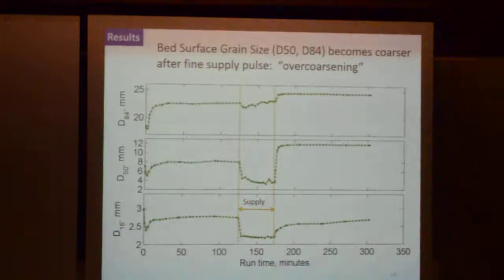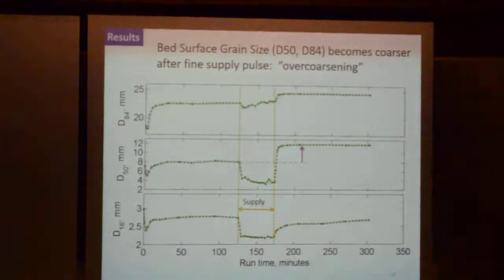So here I show, so now let's move on from this transported sediment to the actual grain size distribution on the bed. So again, runtime in minutes. This is for, I actually don't have it on there, but this is for one of the 12% slope runs. And you can see here's the initial stabilization period, here's the period of supply, and here's the bed restabilization after that pulse of sediment.